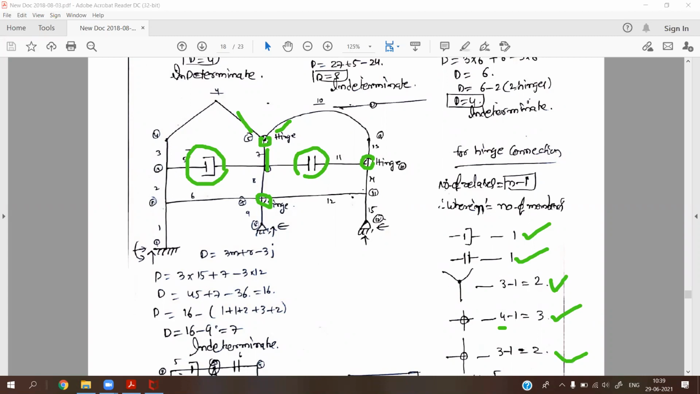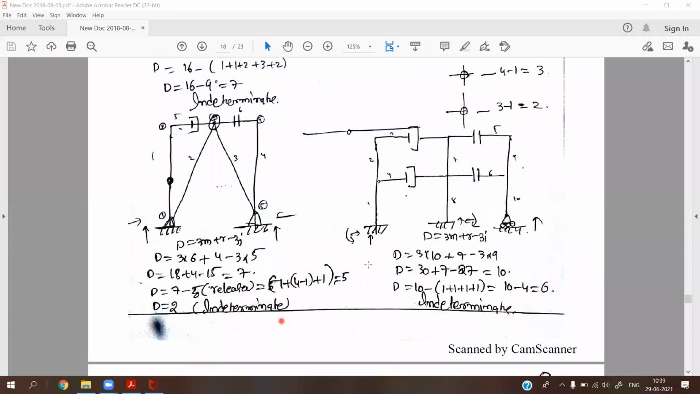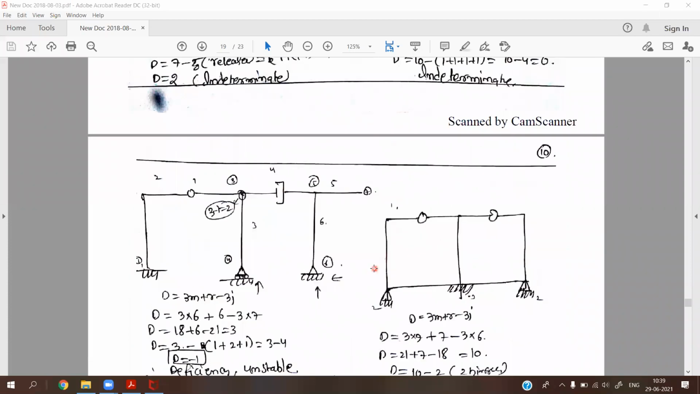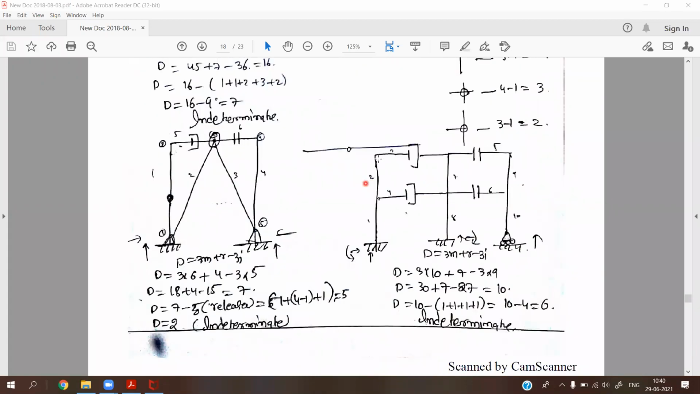So the additional equilibrium equations present for this frame are 1 plus 1 plus 2 plus 3 plus 2, totally 9 additional equations. Therefore 16 minus 9 is equal to 7. So for this frame the degree of static indeterminacy is 7, and it is an indeterminate frame. You can practice this type of problem in this way. After this we can conclude this is the example for various types of degree of static indeterminacy for frames. Okay, thank you.